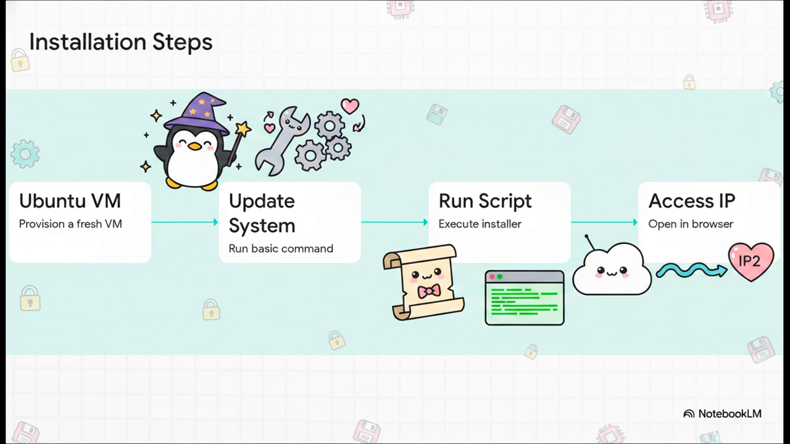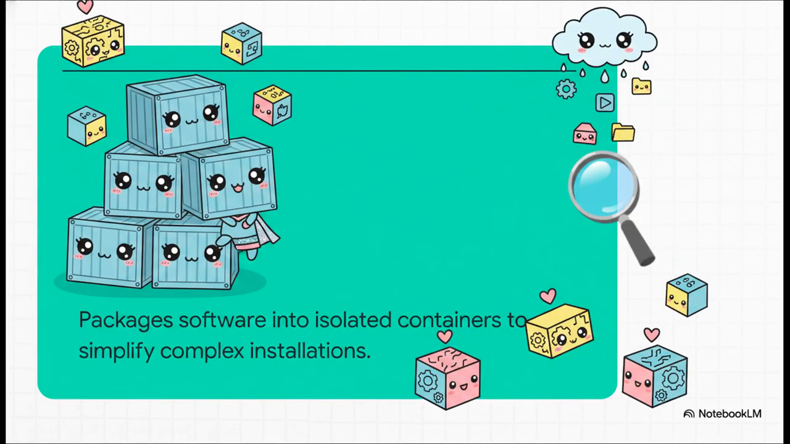First, you just provision a fresh Ubuntu virtual machine, or VM. Second, you run a basic command to update your system. Third, you run their provided installer script. And then finally, you just go to your local IP address in a web browser. That's it. You start with a blank slate, run the script, and let it do all the heavy lifting for you. So how on earth is it that simple?